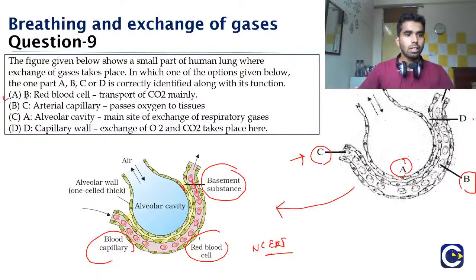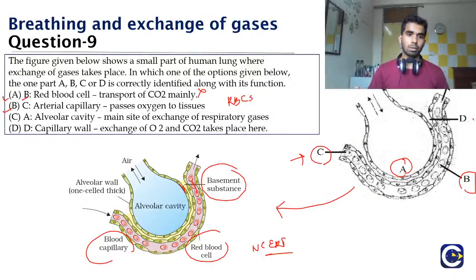Option A is saying that B is red blood cell, and that it transports carbon dioxide mainly. No, it doesn't transport carbon dioxide mainly, because it is the plasma that takes the bicarbonates from the tissues to the lungs. So it is not the correct option. Option B is saying that C is capillary, and capillary passes oxygen to the tissues. That is also not correct, because it is the RBC that passes the oxygen to the tissues.